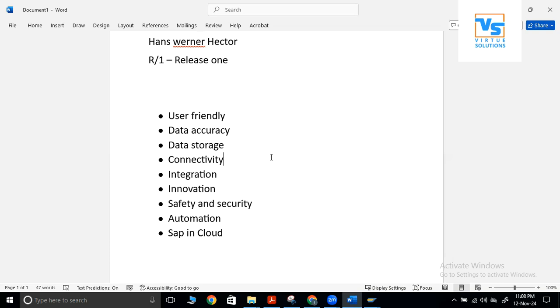Okay, in hybrid work, what they are doing? Just 2 days they will be in office, and 3 days they will be working from home. Yeah. So these are the benefits of SAP. These are the benefits of softwares. Okay. Now coming to next point, integration.